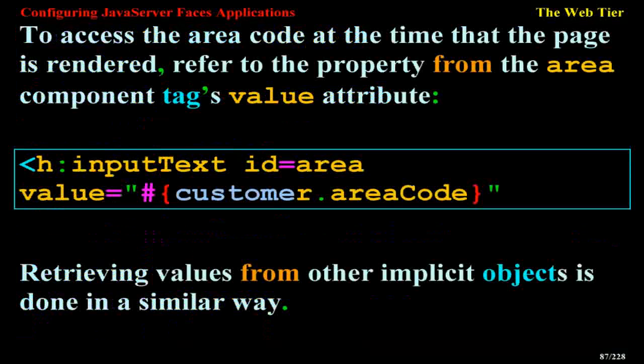To access the area code at the time that the page is rendered, refer to the property from the area code component tag's value attribute: <h:inputText id="areaCode" value="#{customer.areaCode}"/>. Retrieving values from other implicit objects is done in a similar way.